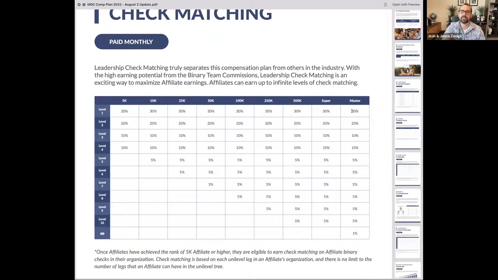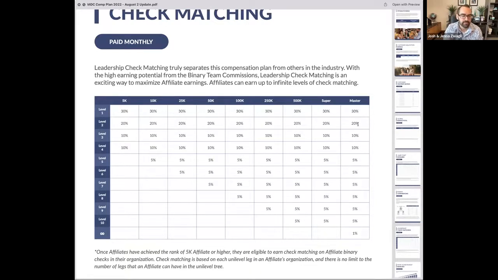So if I personally, let's say I personally enrolled somebody and they earn $10,000 in the binary, I'm getting 30% of that, which is $3,000. But then level 2 is 20%. And so if that person has 30 people on level 2, I'm check matching all of those 30. And then let's say on level 3, there's 200 people. I'm check matching all of those people on level 3. And so that's why it's so important to help your organization become binary qualified, because you can check match pretty much almost every check in your organization as you go through 10 levels.